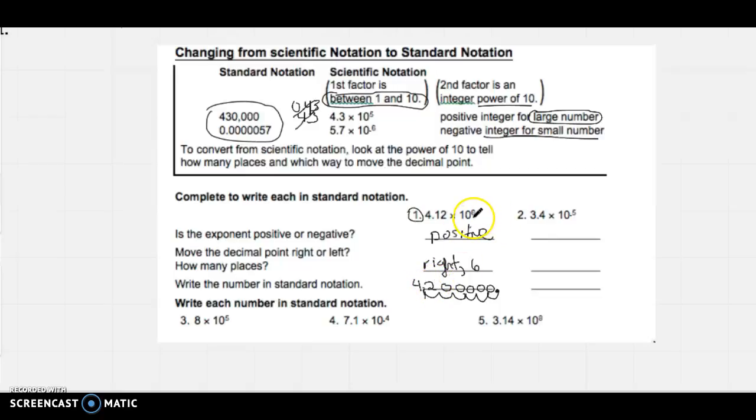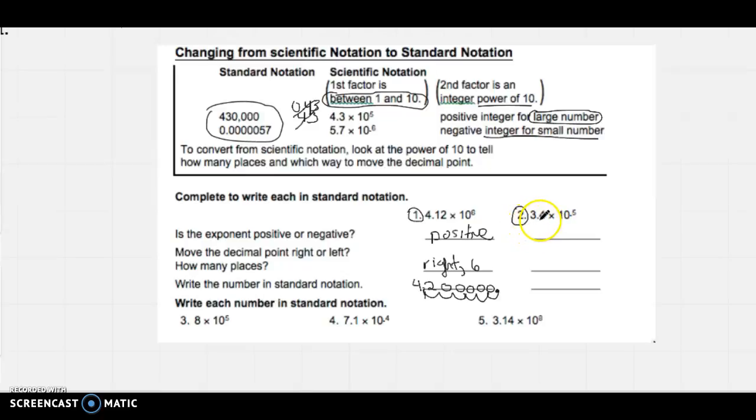So this is much easier to work with than this big number, especially when you get even larger. Imagine if that exponent was 26. I'd have all these zeros, 25 zeros at the end. I would hate to write that. So that is why we write scientific notation. We don't want to write these huge long numbers with tons of zeros at the end.